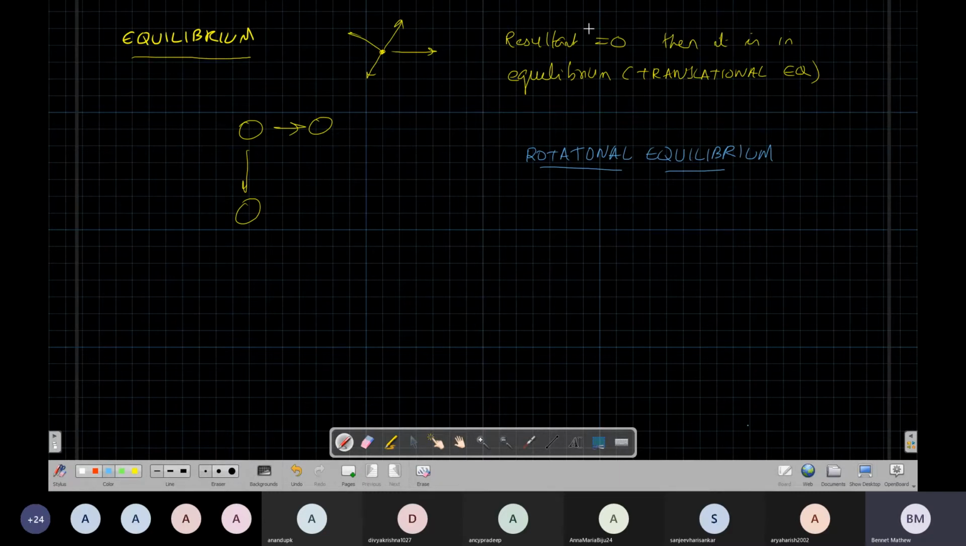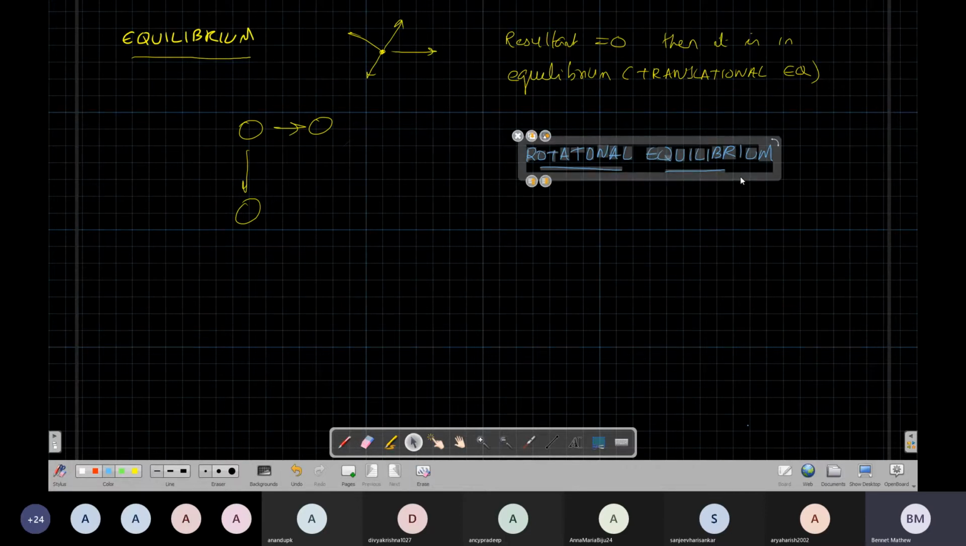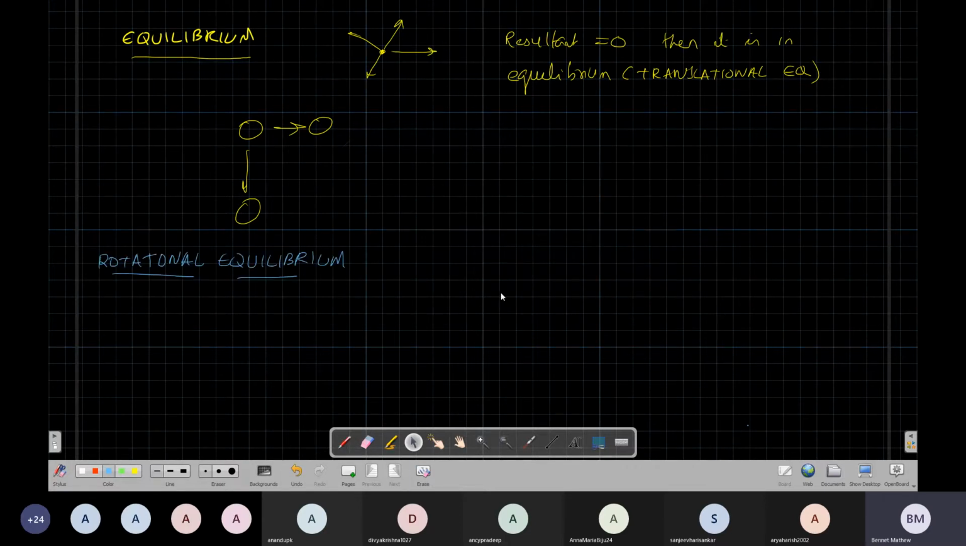So we know how to find translational equilibrium. For translational equilibrium, the body should not move in any direction. The condition to satisfy is the resultant of the forces should be 0. Now what is the condition for rotational equilibrium? The body should not rotate. Now the point that I want to make is like this. Let us go back to our last class.